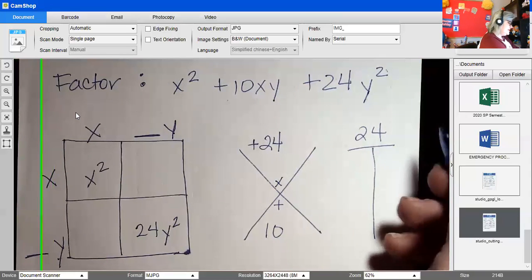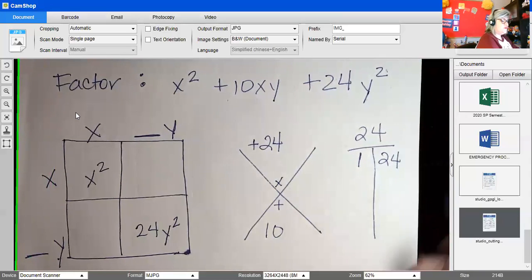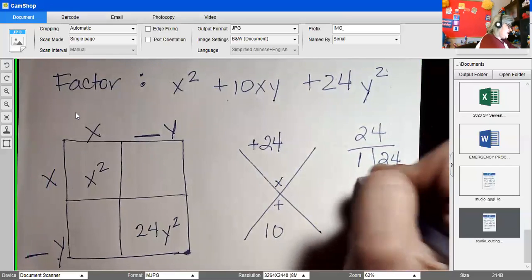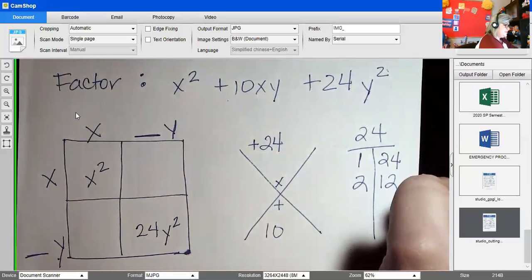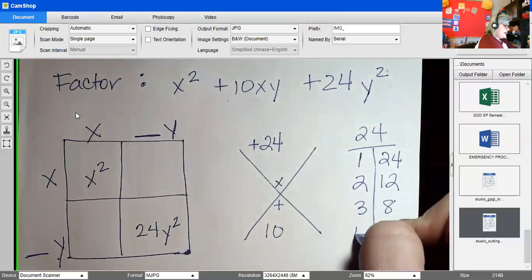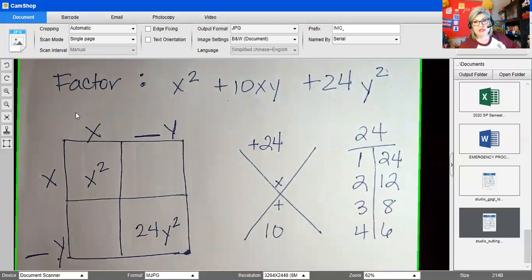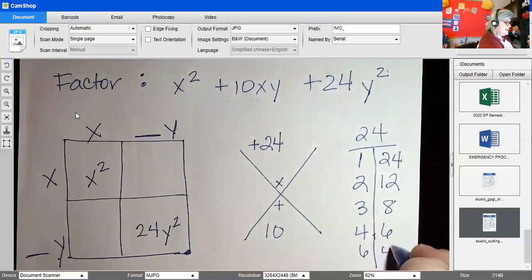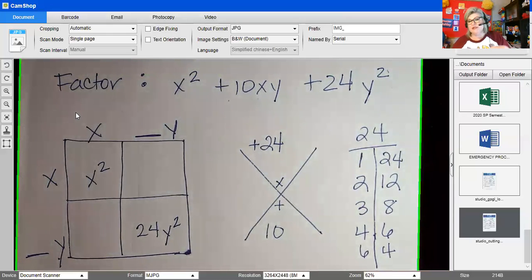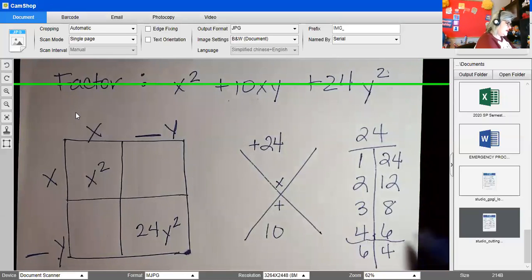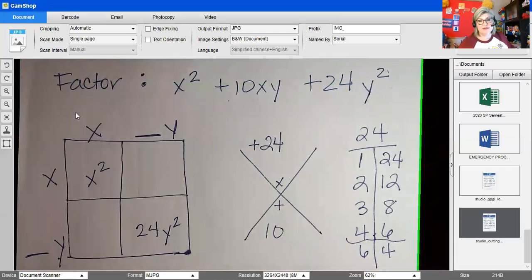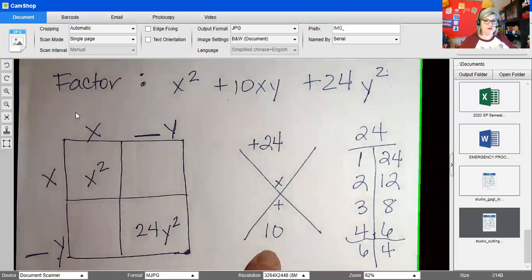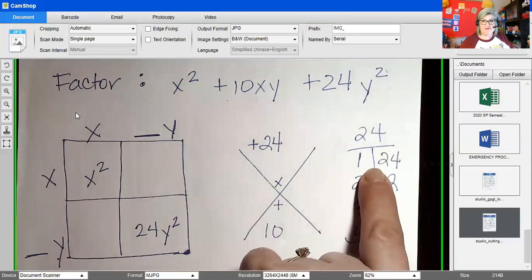So to do that, I always start with that 1 and 24 because it's the easiest factor I can come up with. So once we have 1 and 24, then we can break it down further, 2 and 12, 3 and 8, and 4 and 6. Now once you get to 4 and 6, if you remember from your greatest common factor, you're going to repeat again and you're going to start going the other direction. And so it doesn't do us any good to continue on, because if we start looking for what can we combine to get the positive 10 right here, well, 1 plus 24 is 25.